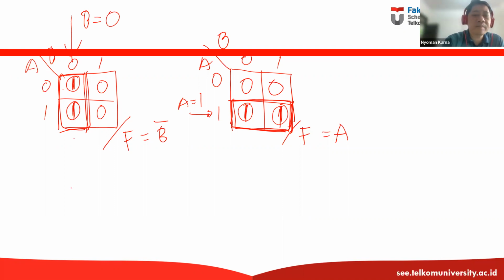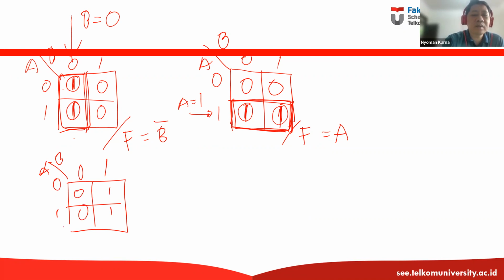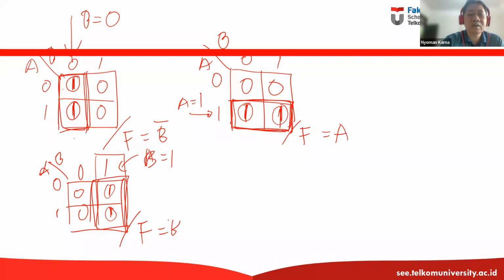Now another example. A, B, 0, 1, 0, 1. And then let's try this one. Okay, this one is active. And this one is also active. Can we create a bigger group? Yes. This is the bigger group. Can we identify this bigger group? Yeah, the identification is this column. And this column is when B is 1. So the simplest function is B.